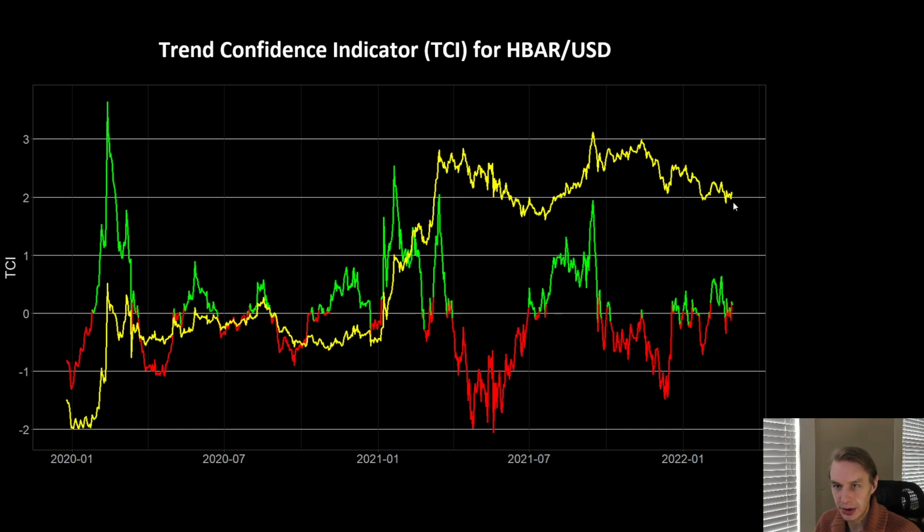So we have just closed in the green. But I'd personally like to see us get quite a bit higher on the TCI here before getting too confident that this reversal of the downtrend is really diagnostic. Right now, I see a lot of indecision in this indicator about what's going on. It's hanging out around zero, meaning that it's not particularly bullish or bearish on HBAR right now. So essentially, you could see it going either way.